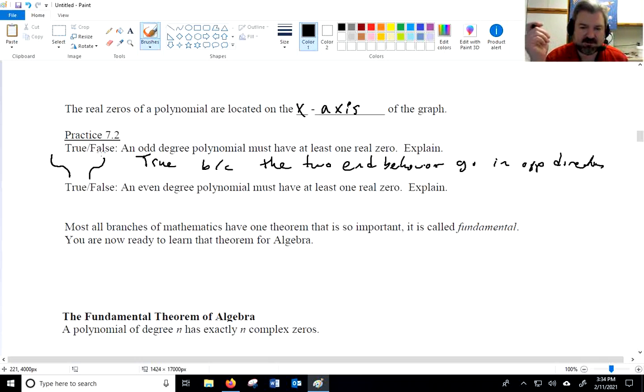An even degree polynomial must have at least one real zero. No, that is false. We have seen polynomials, quadratics, which are even degree, not have a real zero.